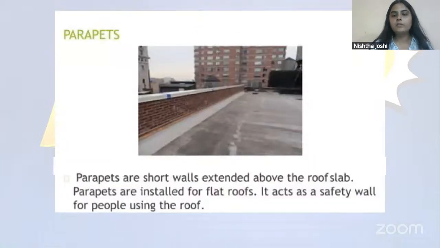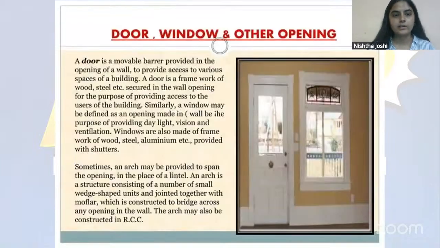Then parapet, we were talking about this, that parapets are present around the roof. The major purpose of making a parapet is to provide safety to someone who is standing or doing any activity on the roof so that they do not fall down. And a parapet is a comparatively stronger, more solid structure as compared to a railing.